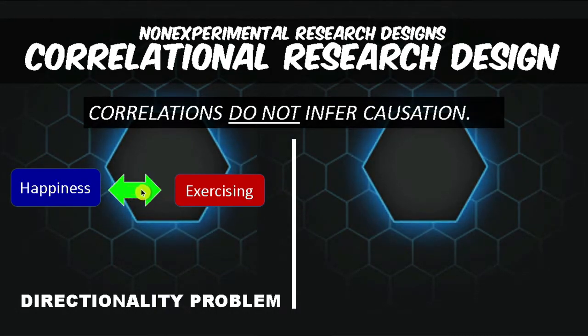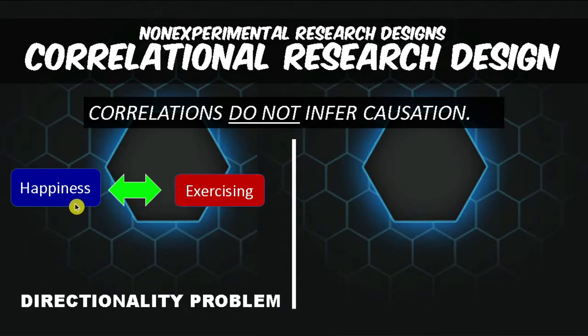It's a double-headed arrow because for correlations, we have what we call a directionality problem. And this is the first reason why correlations do not infer causation. What do we mean by directionality problem? We have this example, happiness and exercising. When you are happy, it is possible that that's the reason why you exercise.